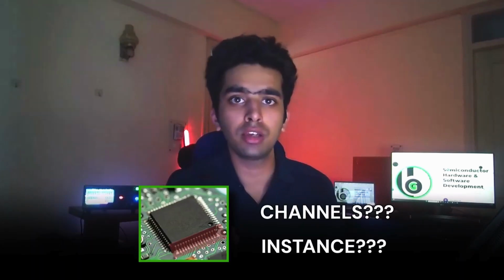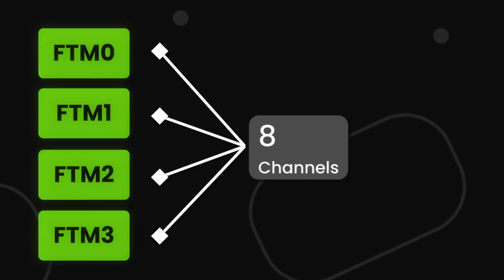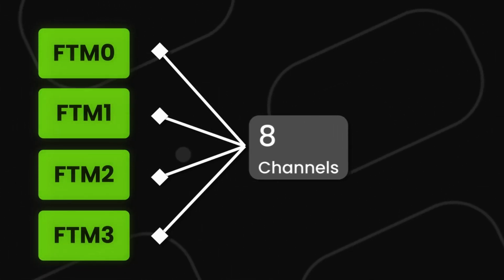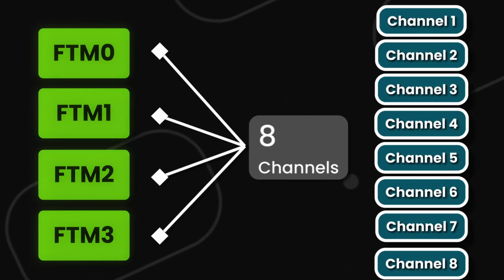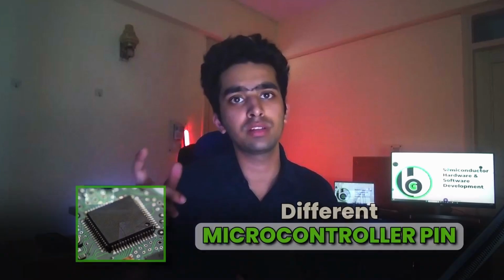Using this table we can understand which pins of the microcontroller are part of which channels and which instance. So here are instances FTM0, 1, 2, 3, and each instance has 8 channels: channel 0, 1, 2, 3, 4, 5, 6, 7. And on each channel, there are different microcontroller pins, as you can see.